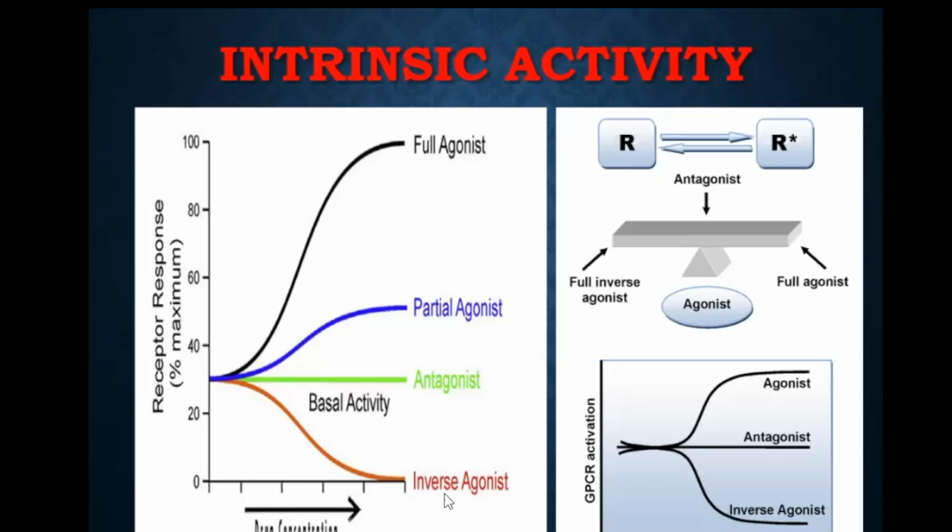Next, we talk about the inverse agonist. An inverse agonist reduces the receptor response below the basal level. So let's say in this graph, the basal activity of this receptor is around 30%. By administering an inverse agonist, it actually brings the activity below the basal level, from 30% down to 0%, if you keep increasing the concentration of the inverse agonist.